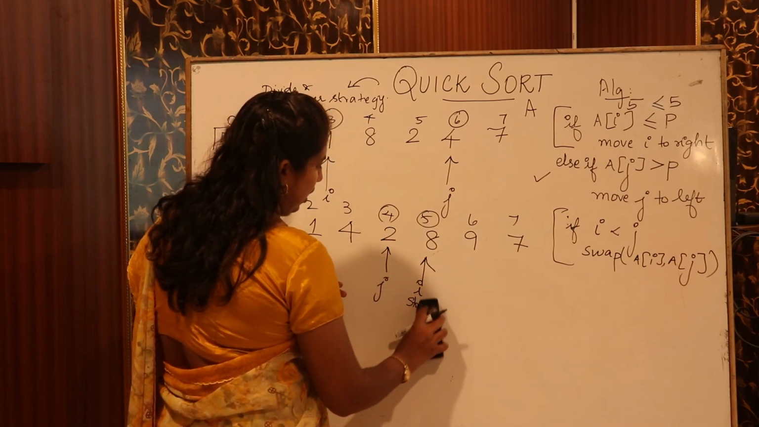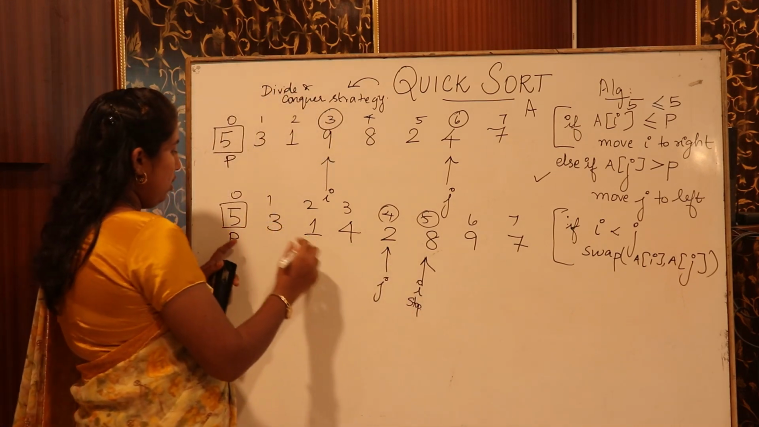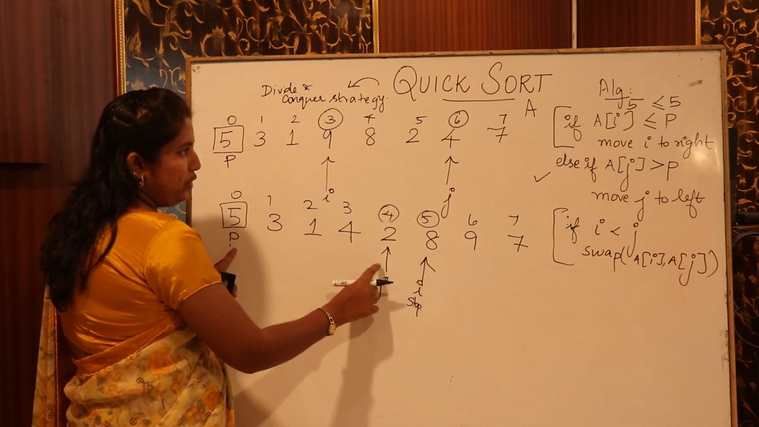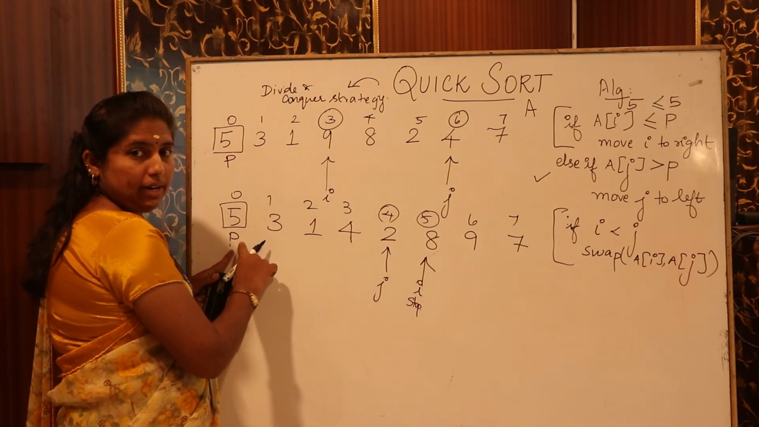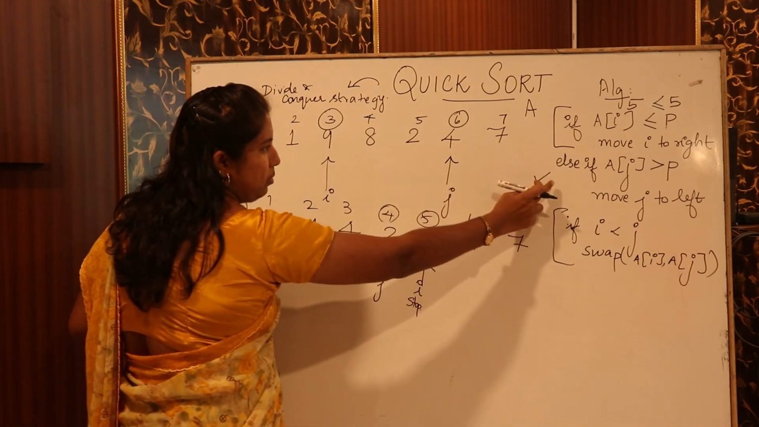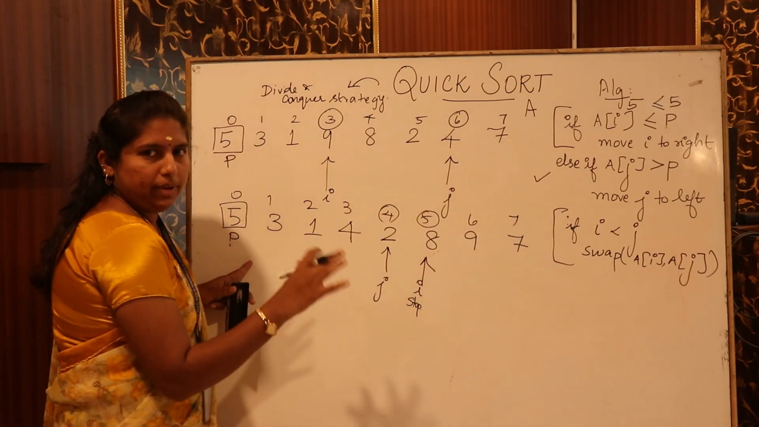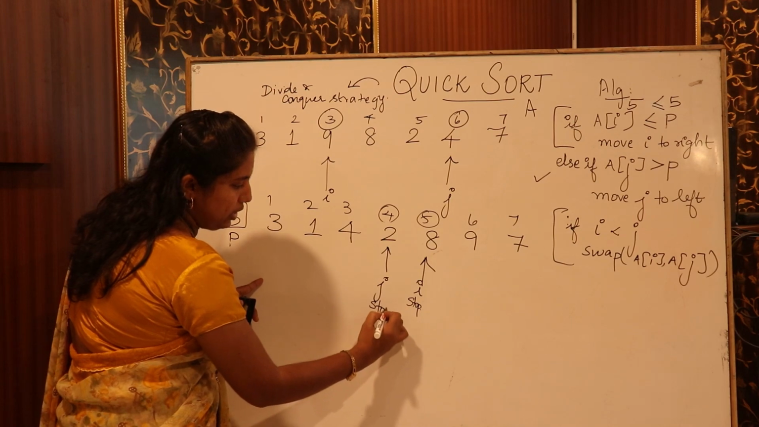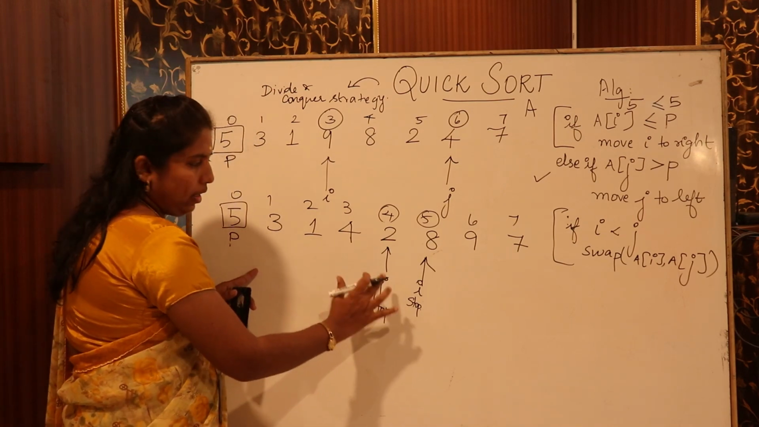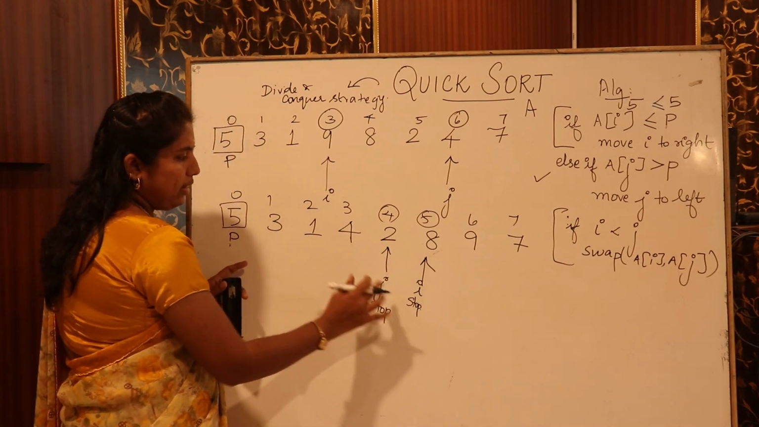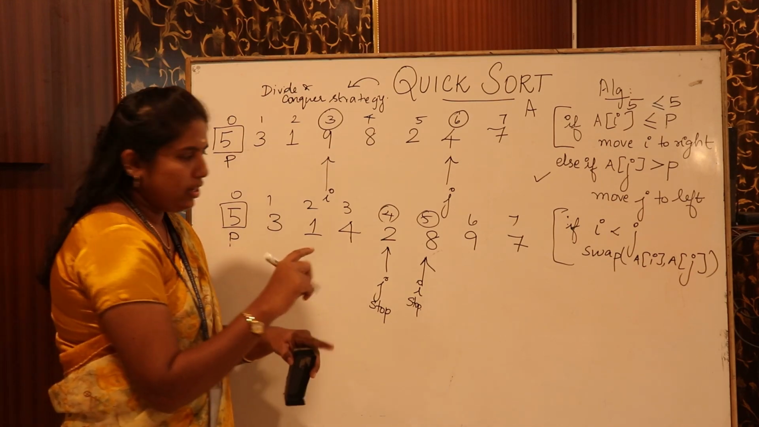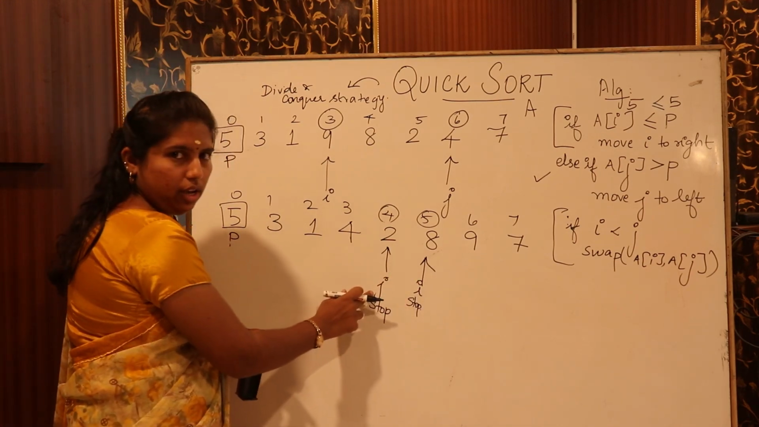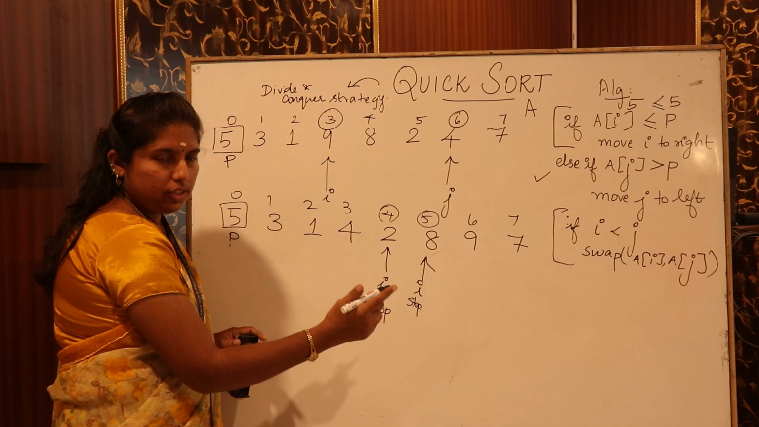And again I will be checking this condition. If A of j is greater than pivot, but it is not so, the condition becomes false. So whenever the condition becomes false, we have to stop at that position. So I will be stopping this j at that position. Yes. So what happens here is that if there is a cross interchange of I and j, we will be having one more condition.